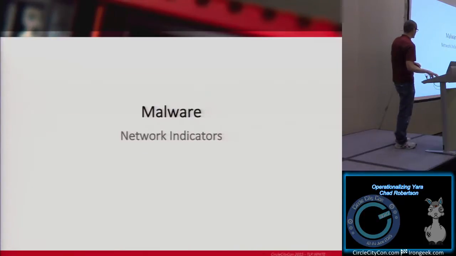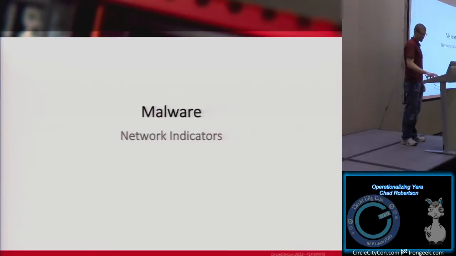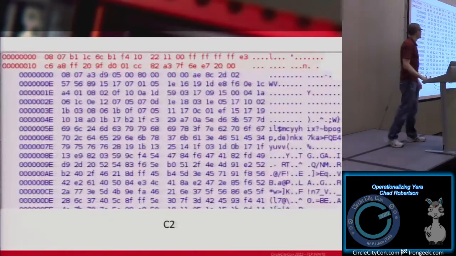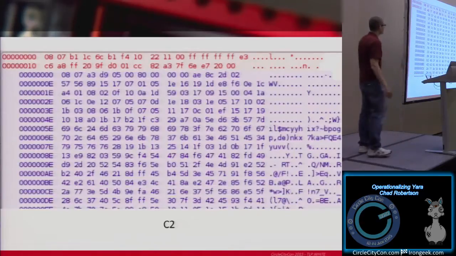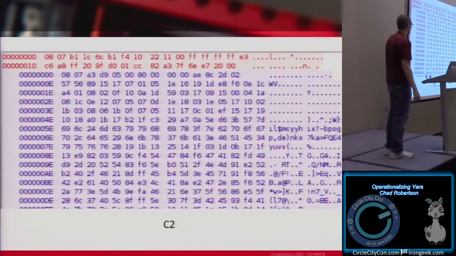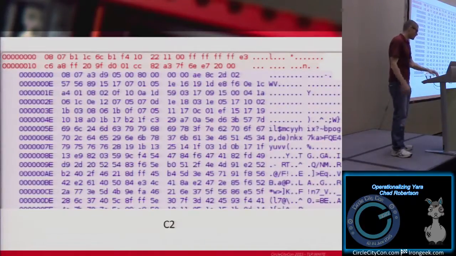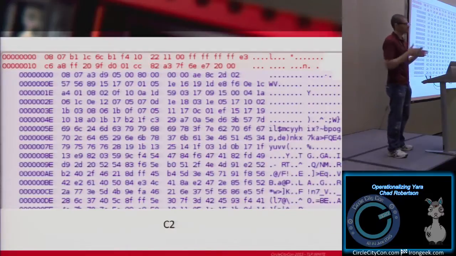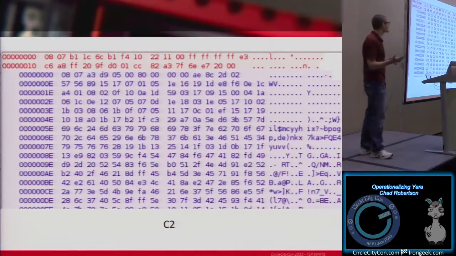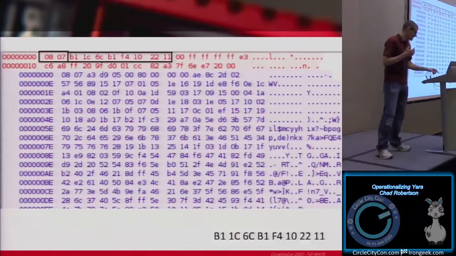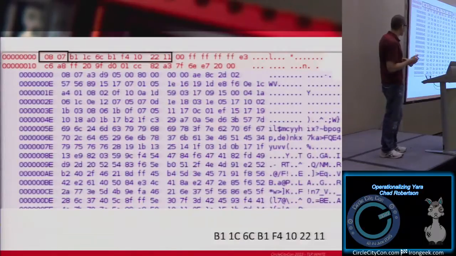Network indicators. So this is the malware portion. This is just a screenshot of a PCAP, and so this is just a bunch of junk. And this is C2 traffic. At the top, we can see something interesting. If we looked across multiple client requests, we would start to see that there are actually commonalities. I've highlighted the commonalities. The 0807 is interesting, but we'll talk about that in a little while.